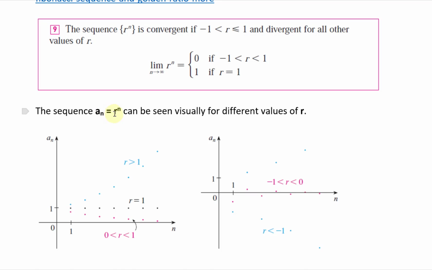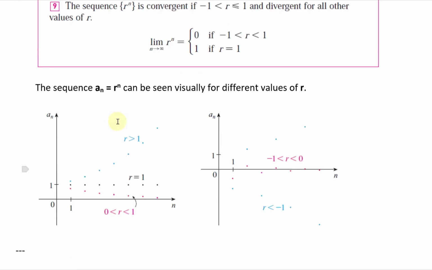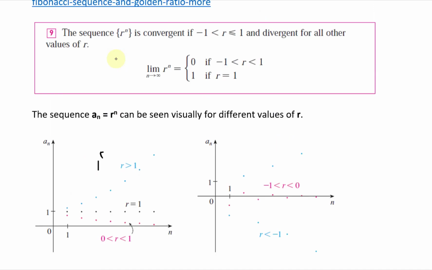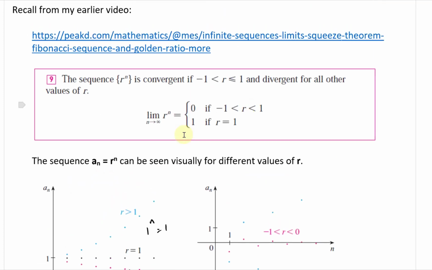So the sequence an equals r to the power of n can be seen visually for different values of r here. If r is greater than 1, let's say for example 10 to the power of n, this one's just going to keep getting bigger and bigger. And you can see that here: for r greater than 1, the an just gets bigger and bigger. And if r is equal to 1, the sequence just keeps going straight, since 1 to the power of n always equals 1. And that is over here.